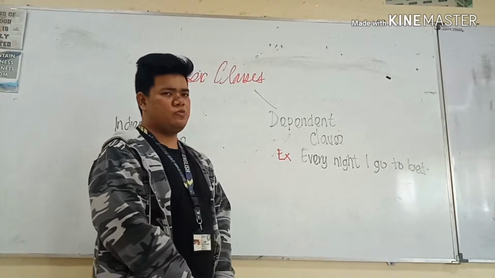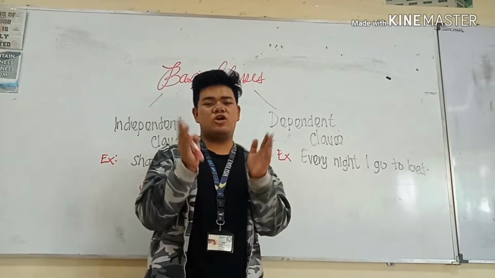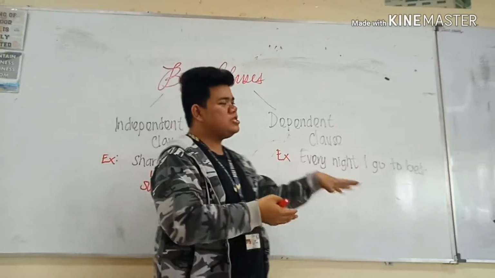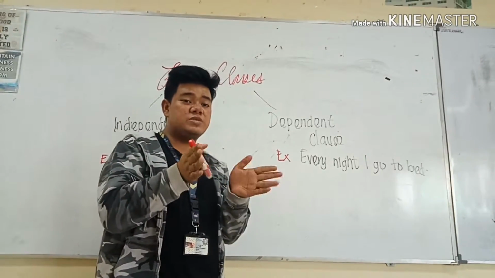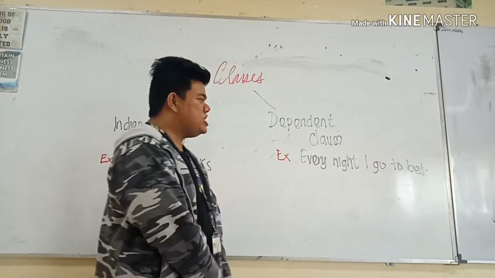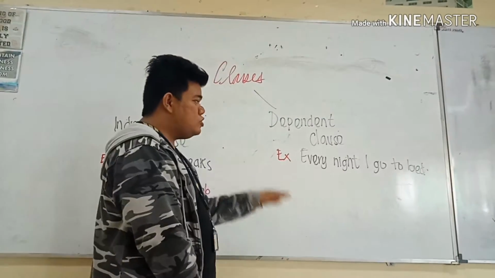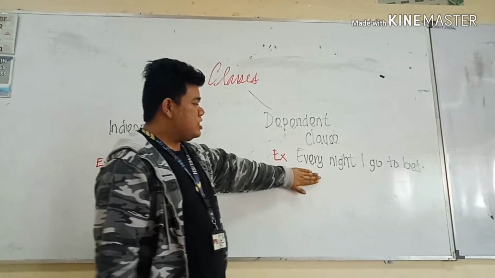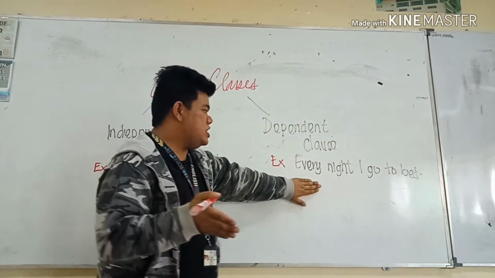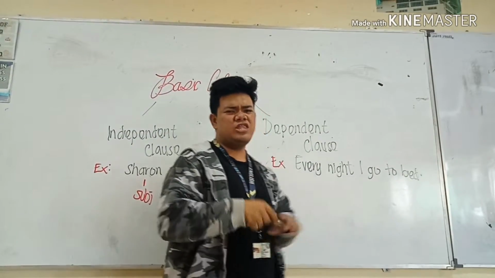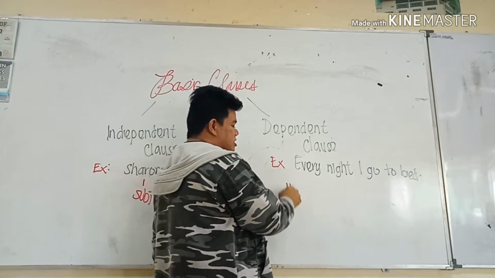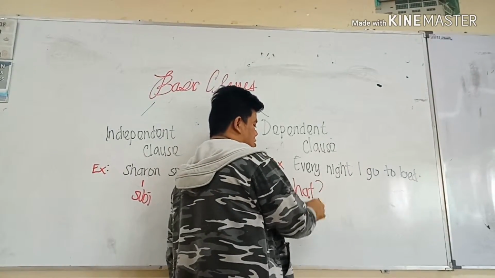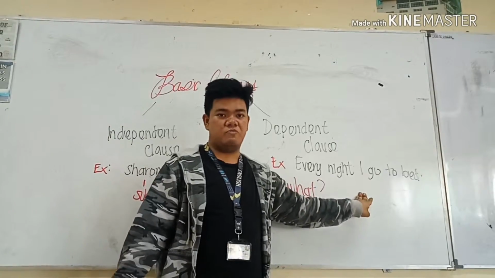In the dependent clause, we have an example: every night I go to bed. It seems confusing, because it seems like a complete thought, but it's not yet a complete thought. What the example is trying to say is every night I go to bed. Then the question is, what are you doing every night you go to bed?